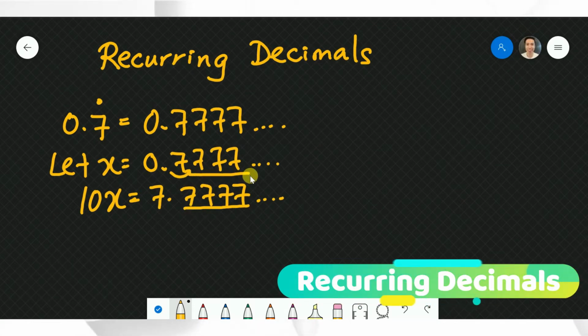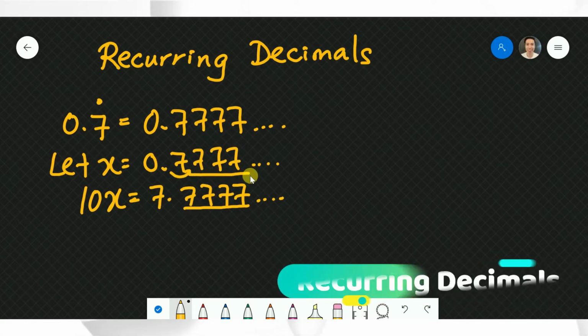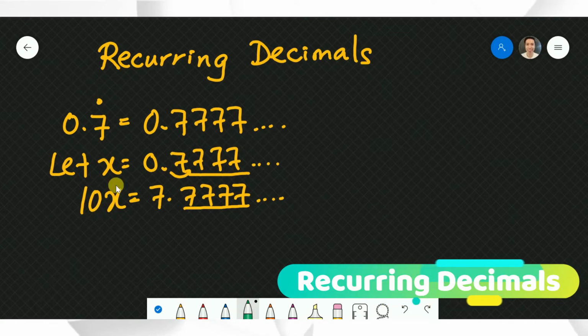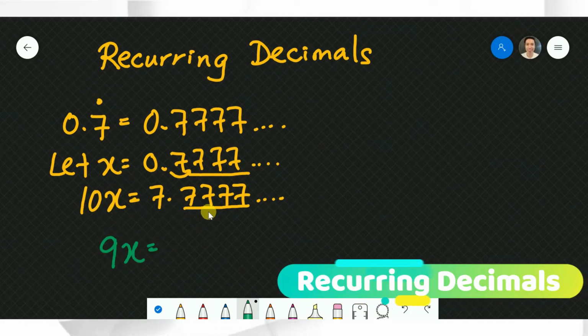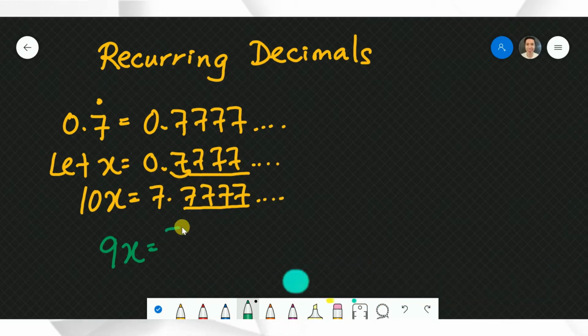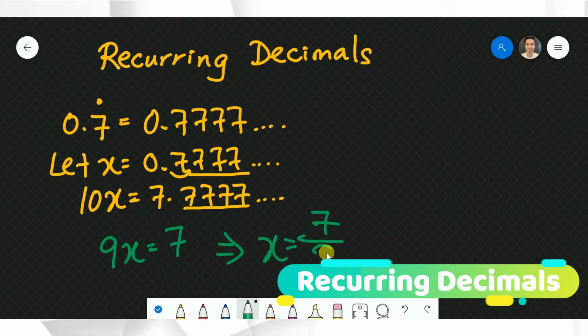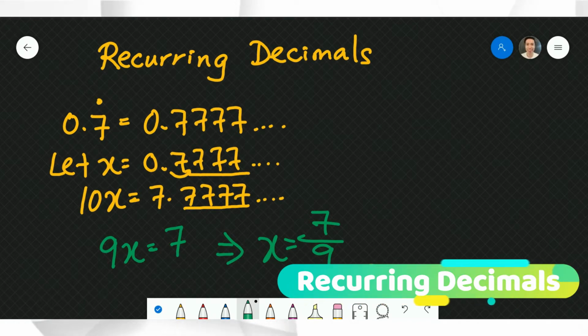It's very obvious we can, right? We can minus it completely. So meaning that we can take the second equation minus the first equation. We will have 10x minus x, we have 9x. Alright, and then 7.7777 minus 0.7777, we get 7, isn't it? So eventually our answer will be 7 over 9. Okay, so this recurring decimal of 0.7777 and so on is equivalent to 7 over 9.